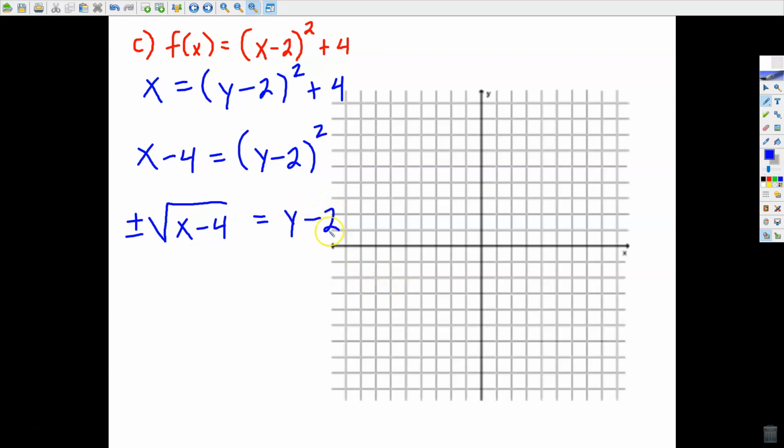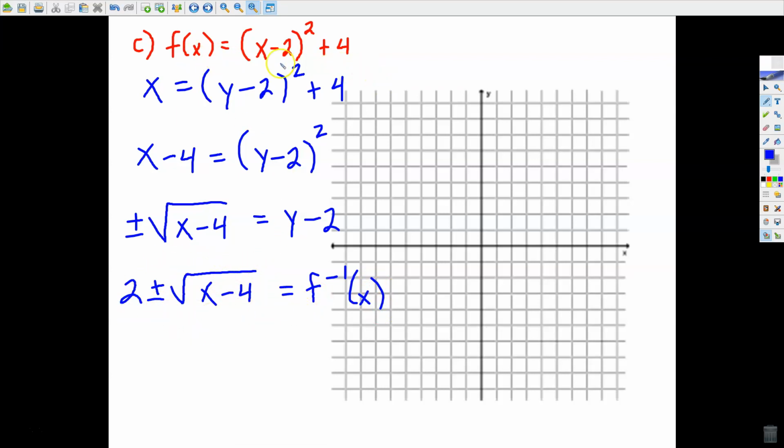And now I just have one more step. I need to add 2. And just for the sake of readability, so that we don't confuse it with a number being under a radical when it's really not, I think it's better to put this positive 2 in front. And now that I'm solved for y, I'm going to use the notation of inverse of f. So this represents the inverse.